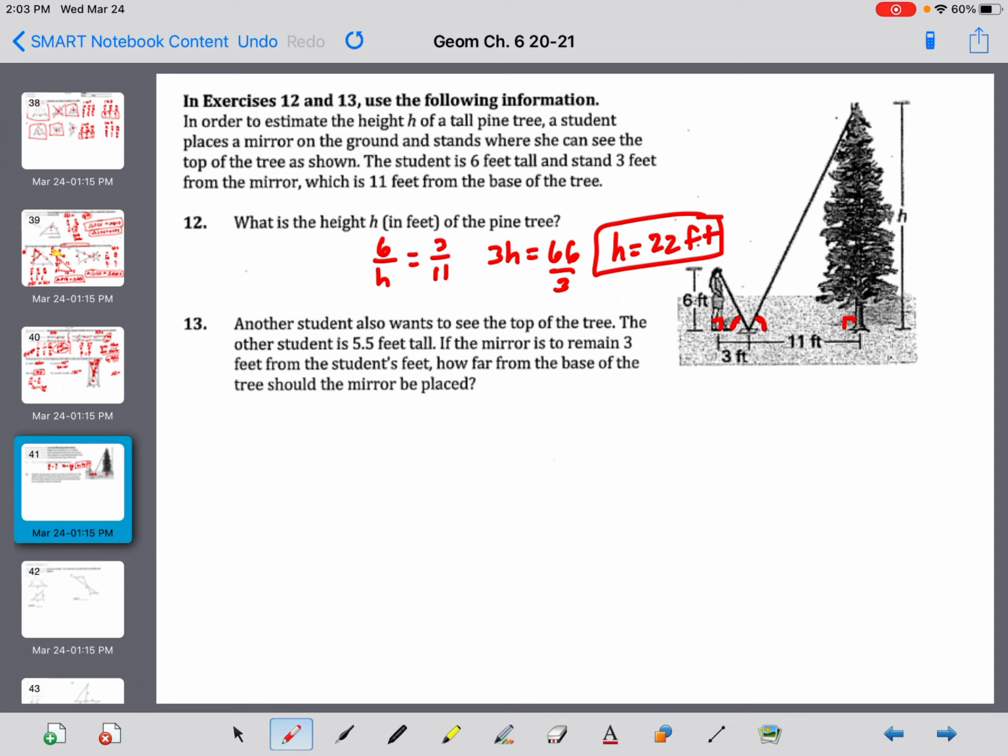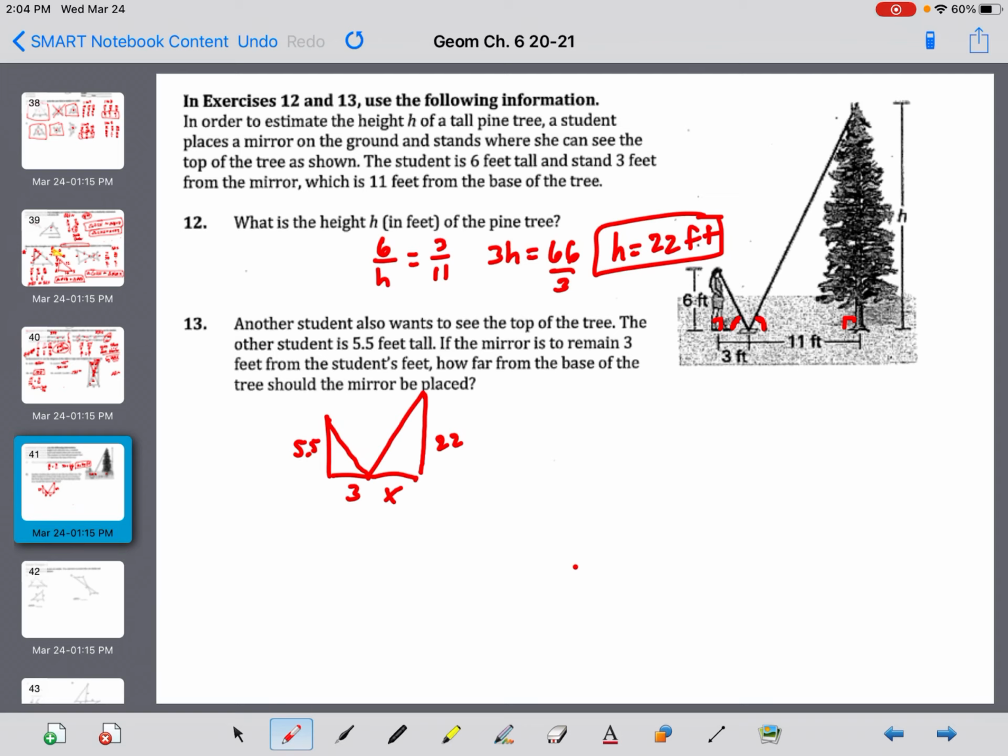All right. Number 13 says, a different kid tries the same process, and they are only 5.5 feet tall, and they have to look at the mirror, and the mirror's still 3 feet from them. How far from the base of the tree? Okay, so the tree isn't going to change. The tree is still 22. But they're trying to figure out how far it will end up being from the base. So we're missing that distance.